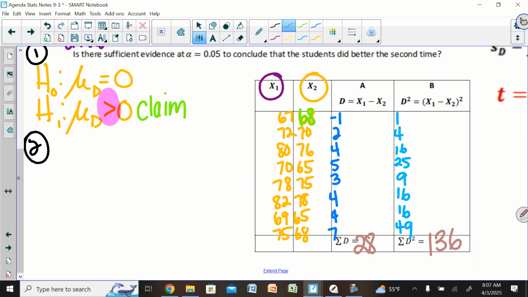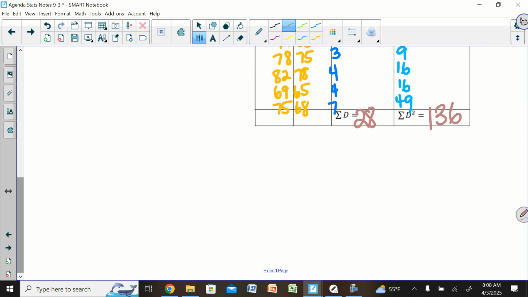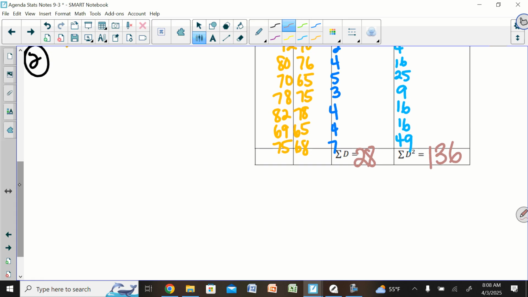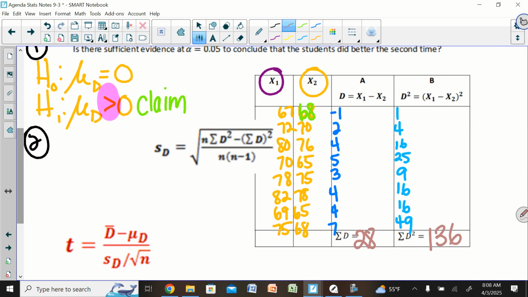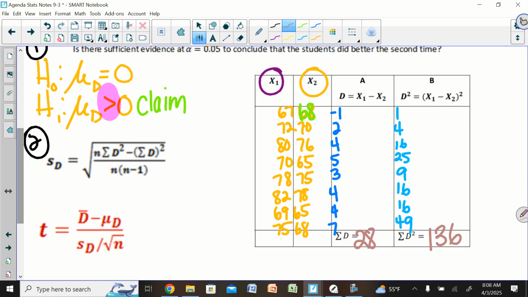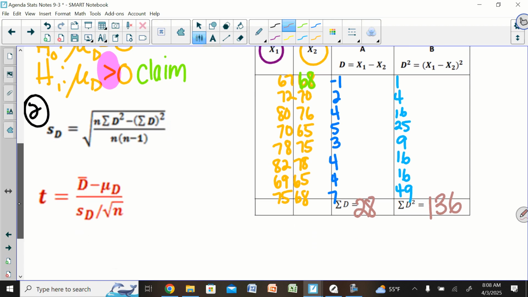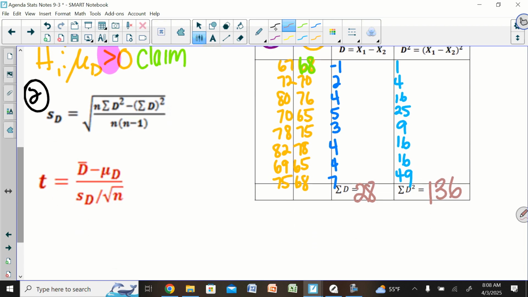So in order to complete this, knowing that this is our test statistic, I've got to figure out D bar and S sub D. I'm going to bring these over so that I've got the formula to look at. First of all, my D bar is equal to the sum of my differences, 28, divided by my n, my number of pairs, which is 8. So D bar is 3.5.